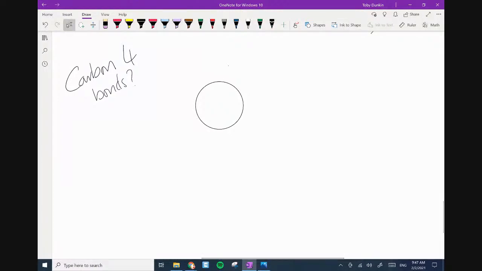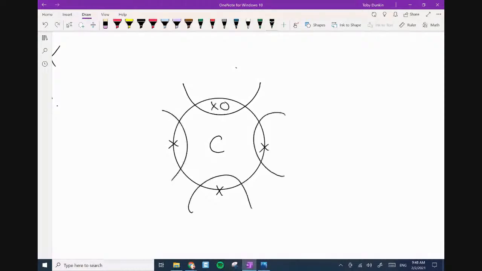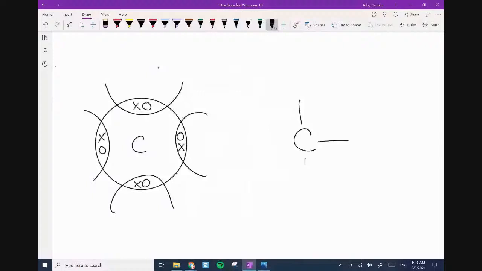So carbon, thanks to us understanding our periodic table, has 4 electrons in its outer shell. Well, it makes total sense that it's going to make 4 bonds, because if it makes 4 bonds, it will gain 4 electrons, because each covalent bond sees the gain of an electron. So it becomes like that. There we go. Makes total sense for it to make 4 bonds. That's what I've now drawn.